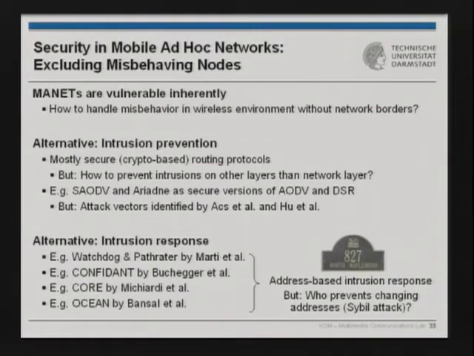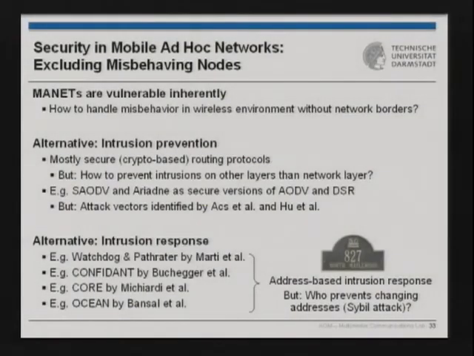So the question is, how can we deal with misbehavior in mobile ad hoc networks? How can we exclude misbehaving nodes, since mobile ad hoc networks are inherently vulnerable? In fact, there are two approaches. One is intrusion prevention. The other one is intrusion detection combined with intrusion response. Intrusion prevention is usually based on secure routing protocols, and these use means of cryptography to secure route discovery and to secure routing tables, to prevent false routing information from being injected or correct routing information from being altered.